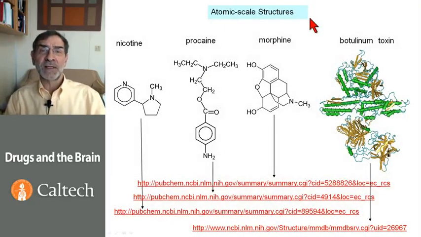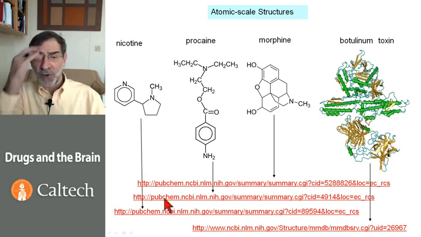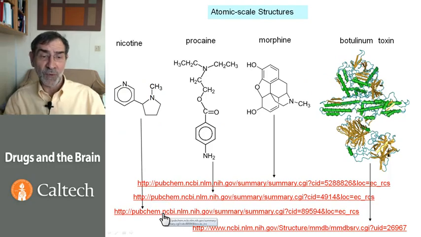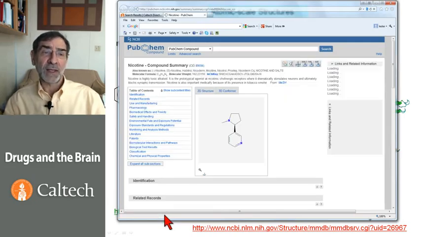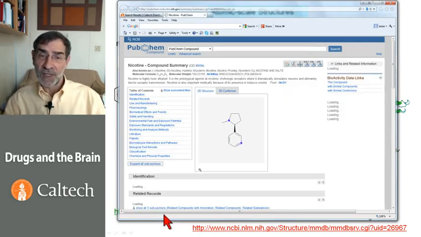So here are the atomic scale structures of each of the 4 drugs. Now, we are going to be recommending and getting used to several of the databases sponsored by the United States National Institute of Health. So let's begin by going to the database for nicotine. We're going to a database called PubChem. We'll click on this URL, and you'll be able to do that from the Coursera website as well. Here we are. We're going to PubChem, and we go to the page for nicotine.